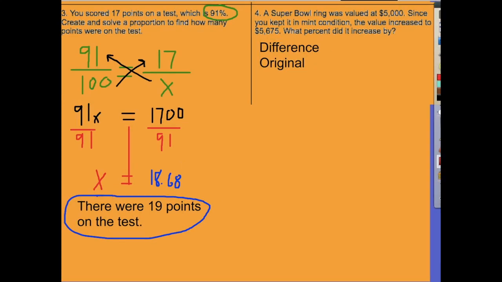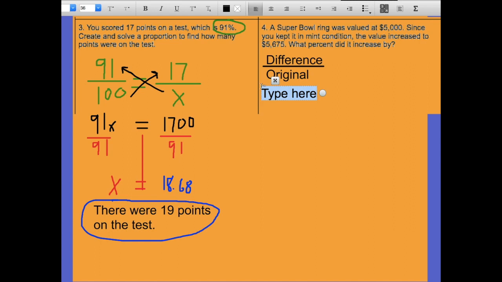Or if you want to be cool like me, you can say OG. So we're going to divide it by the original. So what is the difference there then? Well, that's the 5,000, and this is the absolute value of the original. So we subtract them both.